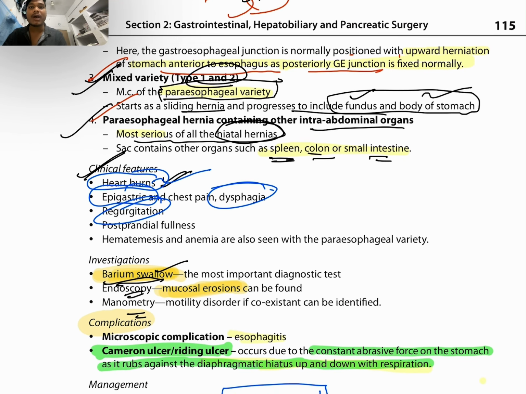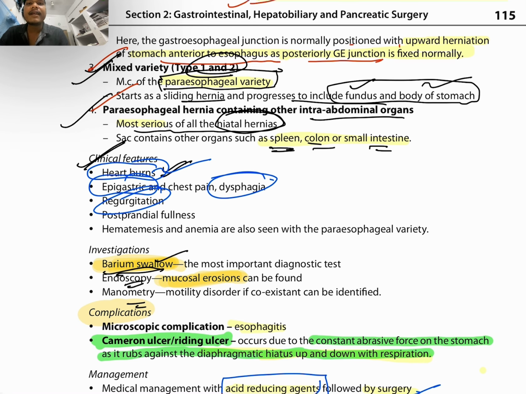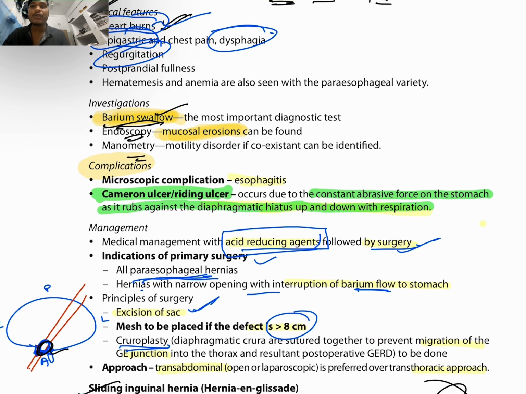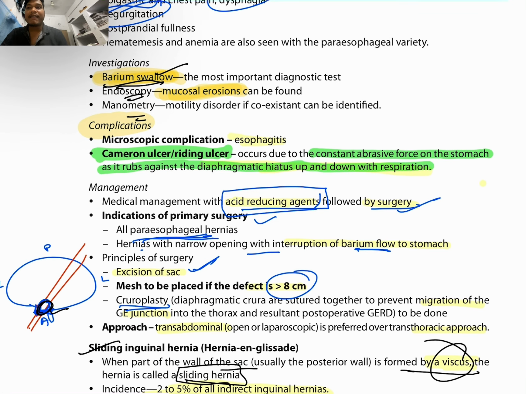The clinical features we can simply remember by acidity: heartburn, epigastric pain, dysphagia, regurgitation, and postprandial fullness. Hematemesis, if it occurs in a larger amount, then anemia may also occur. For investigation we will go with barium swallow, endoscopy, or manometry. Complication is esophagitis. The most important MCQ we studied here is the Cameron ulcer, which occurs due to constant abrasion force on the stomach as it rubs against the diaphragm in the hiatus.